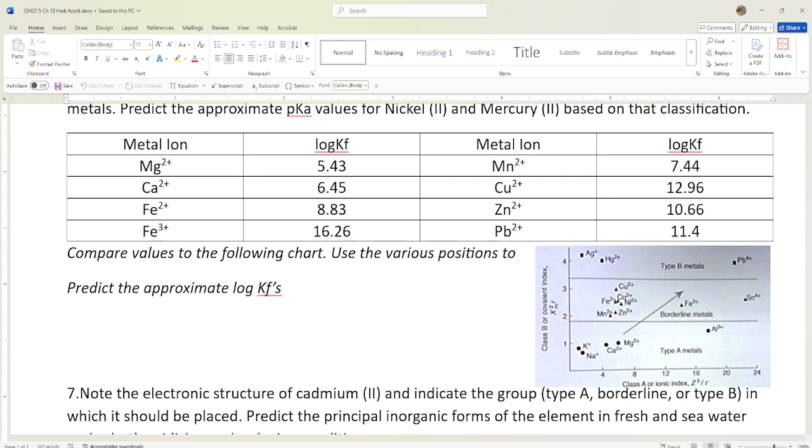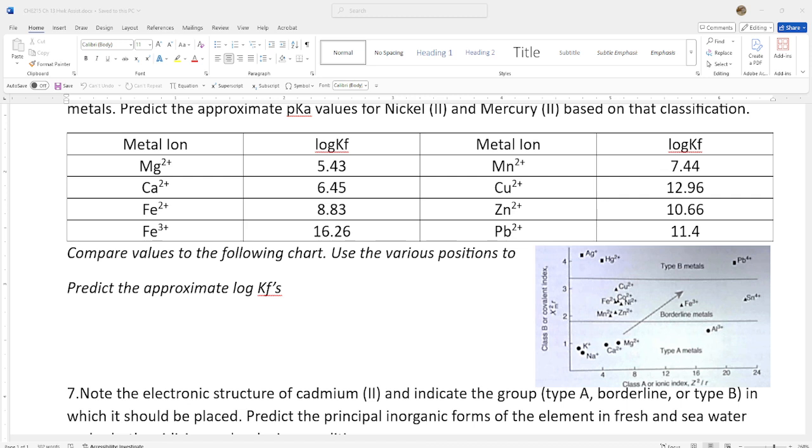So if anything, nickel 2 plus is going to be somewhere between manganese and copper, and mercury is going to be somewhere between zinc and lead. So right between 10.66 and 11.